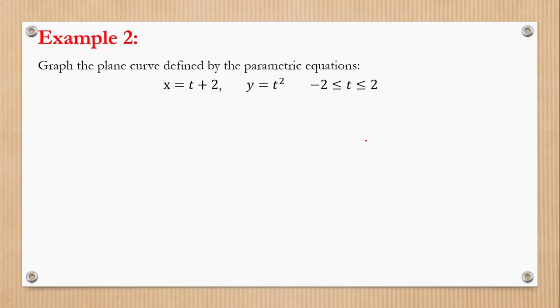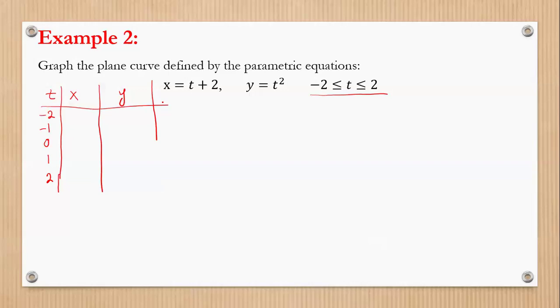Next example, we want to graph the plane curve defined by these parametric equations. Again, t is in an interval from -2 to 2. So we are going to replace this number for t, find x and y, and then plot the points and graph the equation. You can create a table if it makes it easier for you. All the numbers for t from -2 to 2 are -2, -1, 0, 1, and 2. Then we need to replace t in both of the equations for x and y and find those and then rewrite them as ordered pairs.